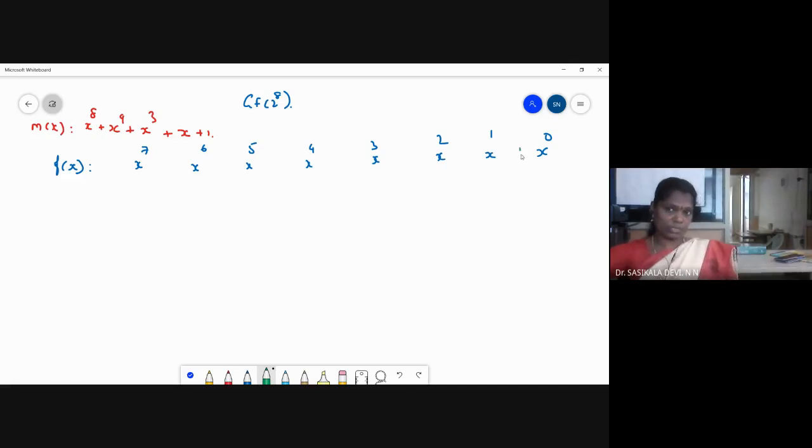There are two possible options, so it can be b0 or it can be b1. The coefficient of x2 is b2, of x3 is b3, of x power 4 is b4, of x power 5 is b5, of x power 6 is b6, and of x power 7 is b7, where each bi is in GF(2). That means the values are either 0 or 1.